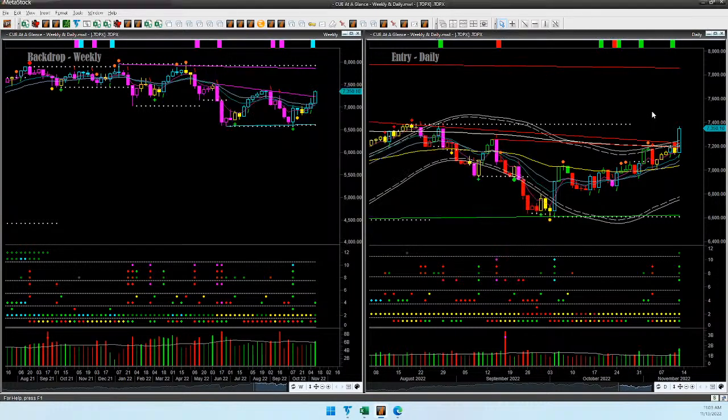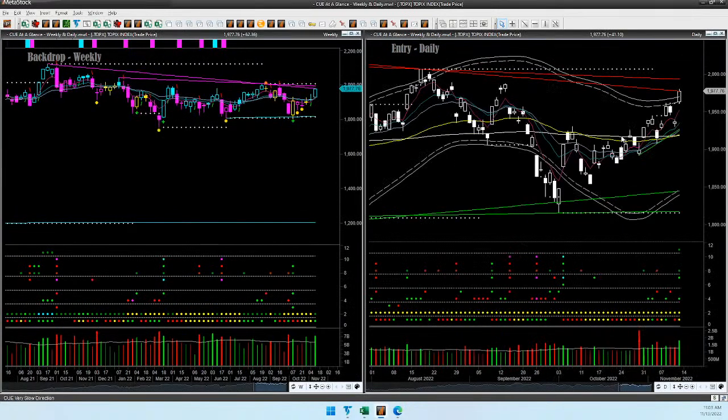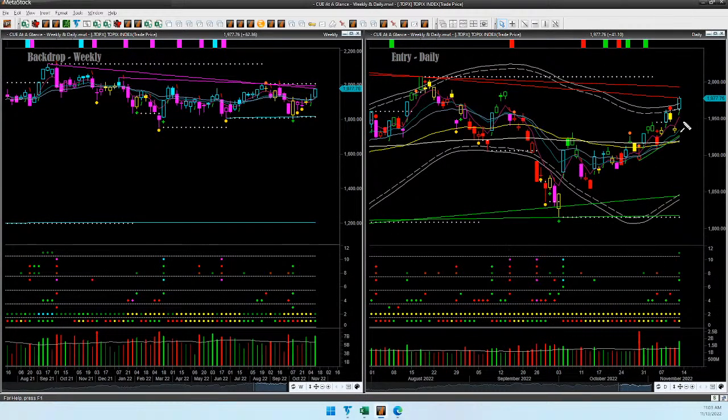Next, Topix index, Japanese market. Here we have a bullish candle on Friday with a bullish flow. The weekly backdrop is also bullish. However, there is a trend line resistance in both daily and weekly.